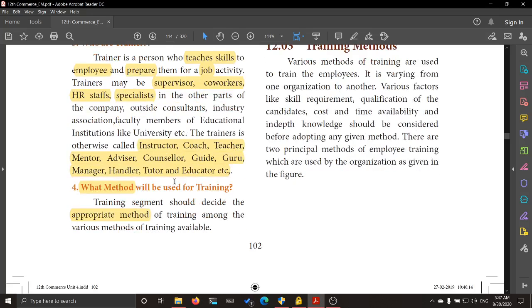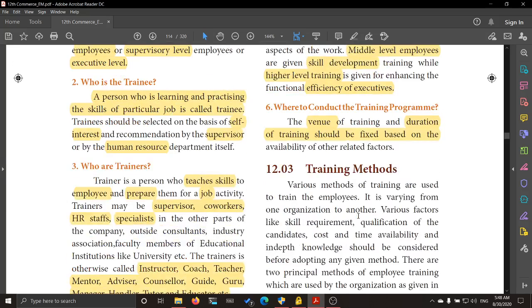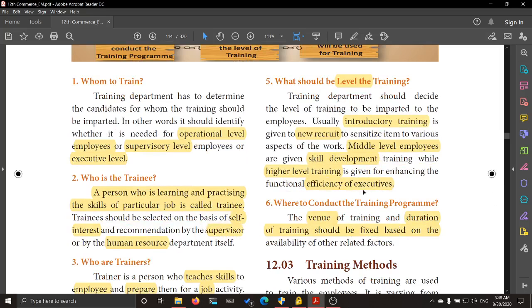Next, what method will be used? What method for what training? What do they say here? Appropriate method. The particular organizations should decide what method to follow. So appropriate method means which method is required. That method should be sought for the trainers. Okay, and then finally, what should be the level of training? There should be a level of training. They should decide the level of training to be imparted to the employee.